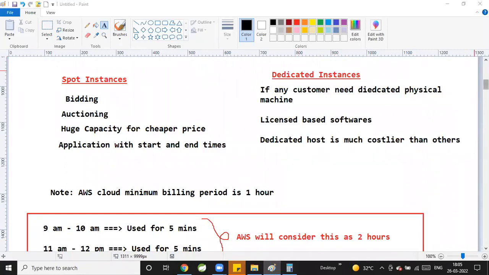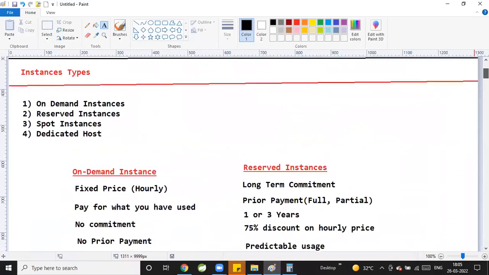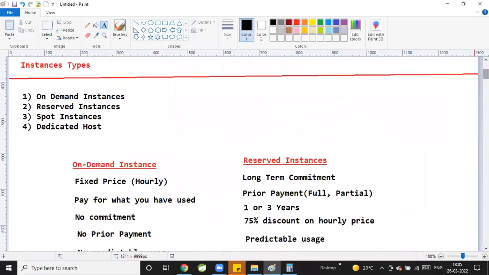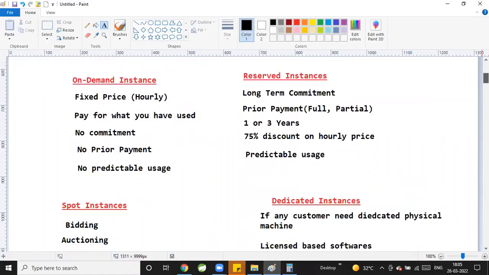I hope you guys understood how many types of instances are available in EC2. On-demand instances are available, reserved instances are available, spot instances are available, dedicated host instances also available. What type of instance are we using as of now? Can anyone tell me? We are using on-demand instances.